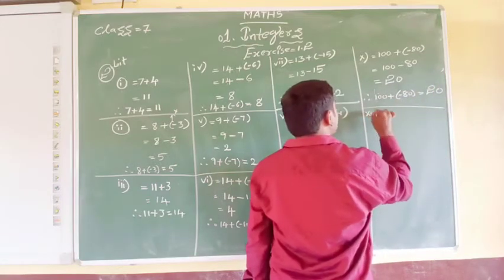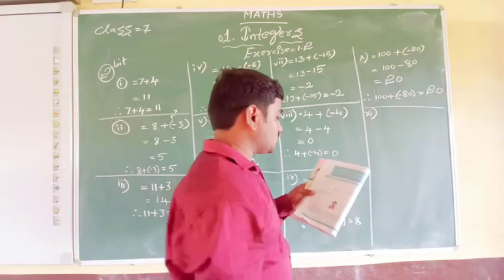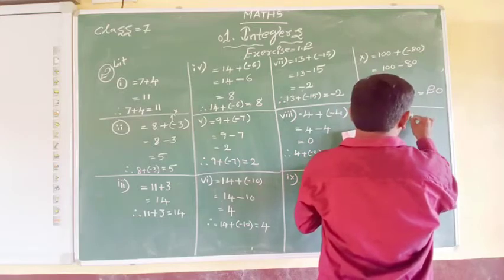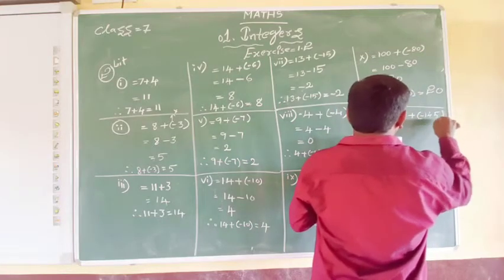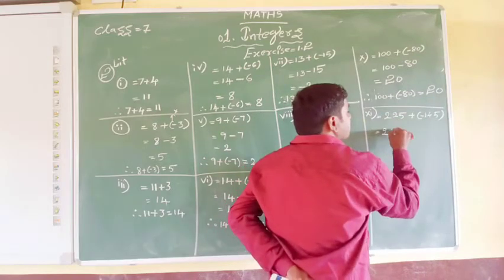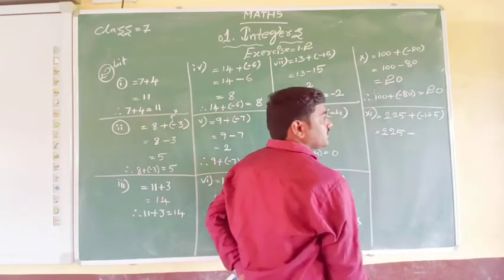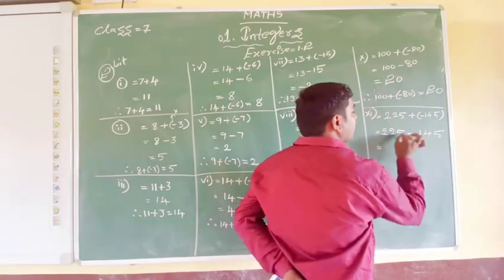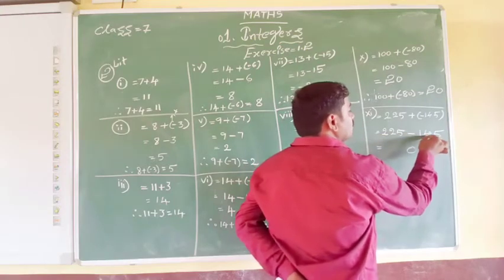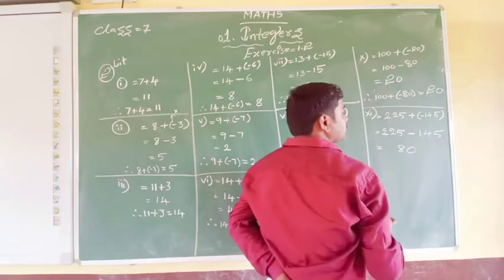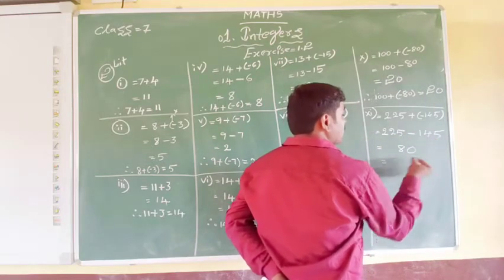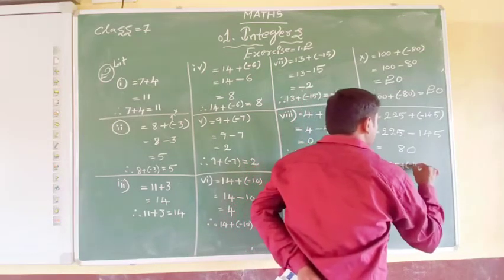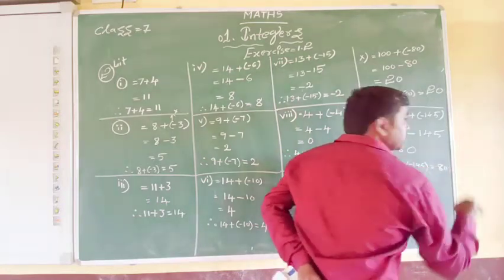Then the last one of this exercise, that is the 11th question, 225 plus half minus 145. Let us do that now. 225 minus 145. Let us subtract now. 5 minus 5, 0. 2 minus 4, that means 12 minus 4 is 8. 1 minus 1, 0. So we got 80. Therefore, 225 plus of minus 145 will give us 80.